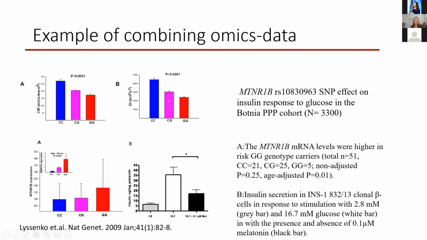The heterozygous has a decreased effect, and then the homozygous GG has the lowest response. We then looked at RNA sequencing of the melatonin receptor and could see that the GG carriers had a higher expression of this receptor.